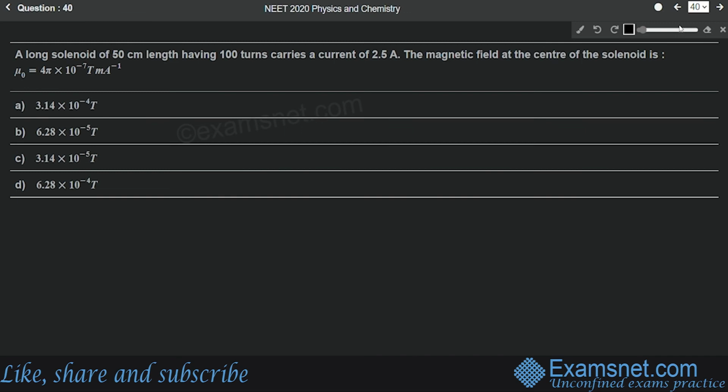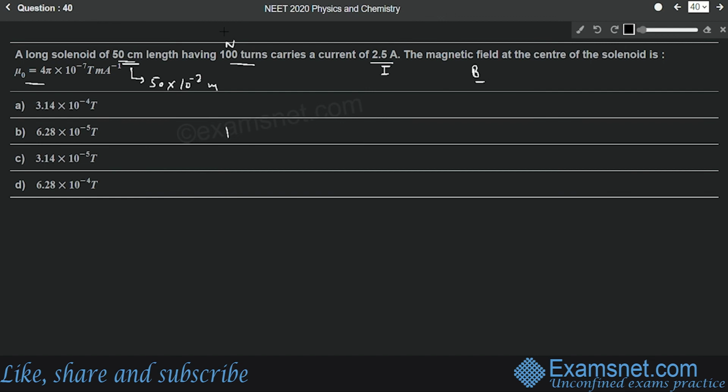Question number 40 is from the chapter Moving Charges and Magnetism. And the question is: a long solenoid of 50 centimeter length having 100 turns carries a current of 2.5 ampere. The magnetic field at the center of the solenoid is. So we have to find out the magnetic field B. Mu naught is given. Then length is given as 50 centimeter, that means it will be 50 into 10 to the power minus 2 meter, right? And total number of turns is 100. Current is given as 2.5 ampere.